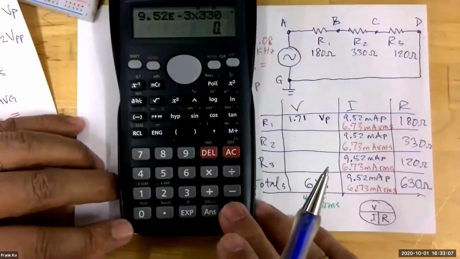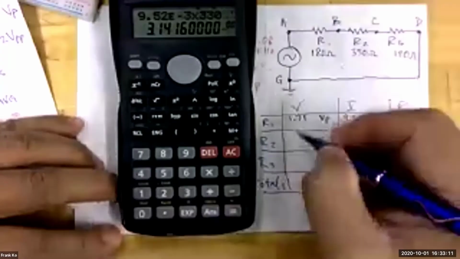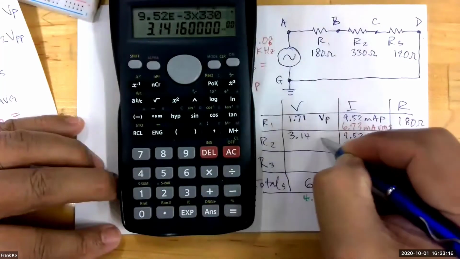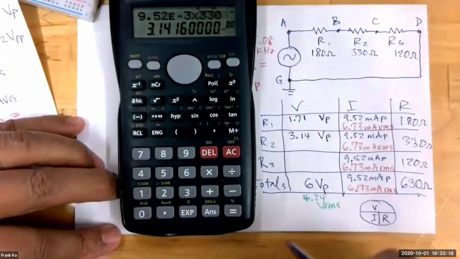I got 3.14 volts peak. 3.14 volts peak. Everybody give me a thumbs up if you agree. Looks good. All right, one more value of voltage.